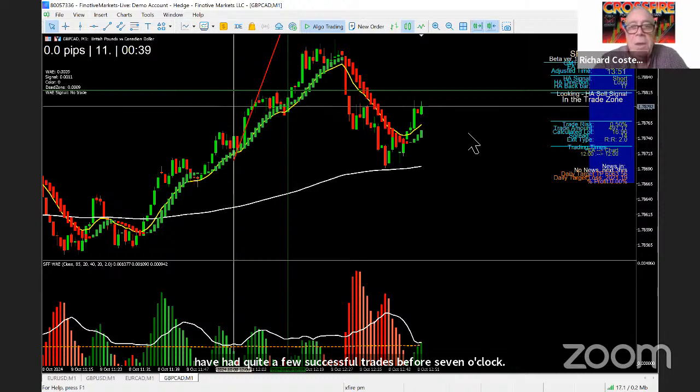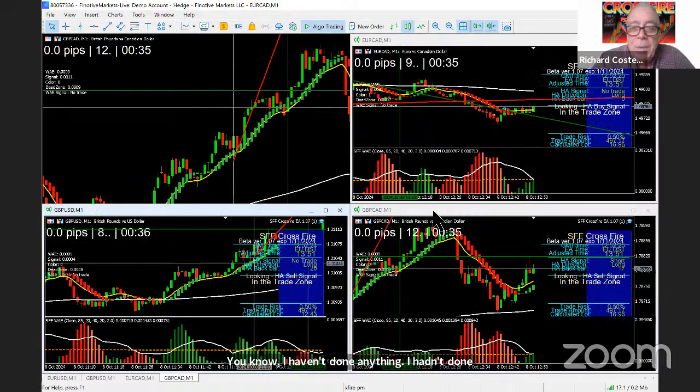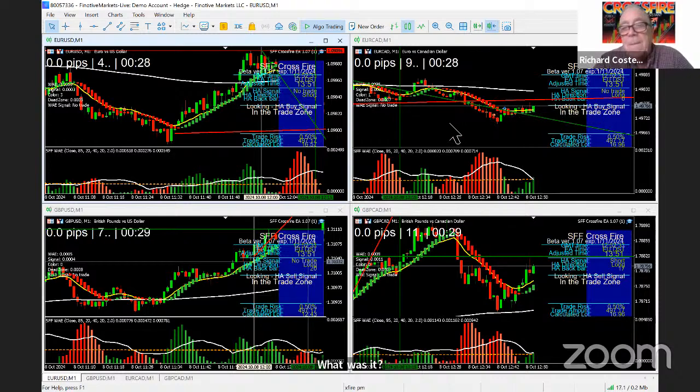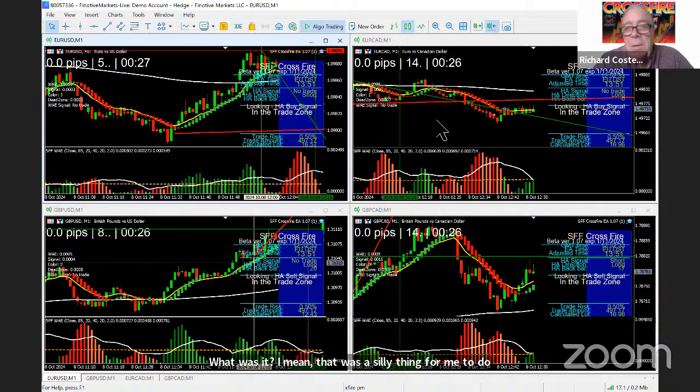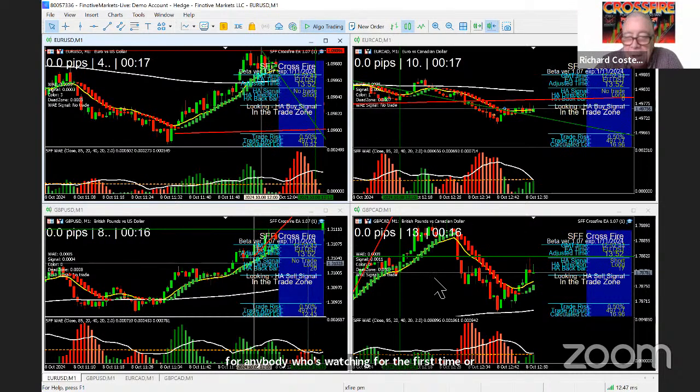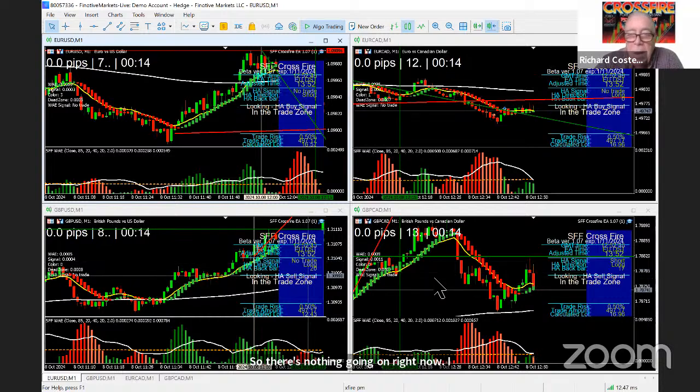I hadn't done anything silly like I've just done on this pair there. That was a silly thing for me to do, but I was just trying to demonstrate how the system works for anybody who's watching for the first time. So there's nothing going on right now. I can't see anything likely to give us a trade.